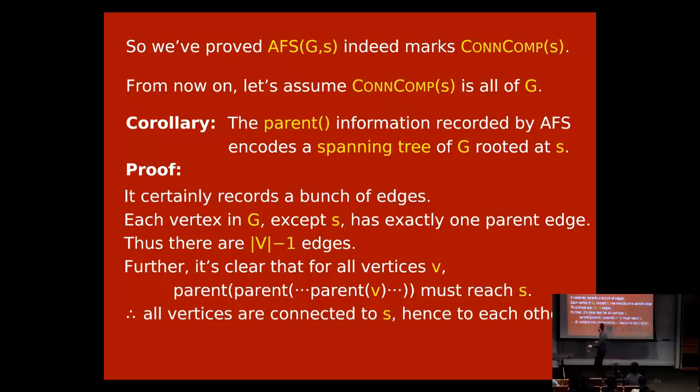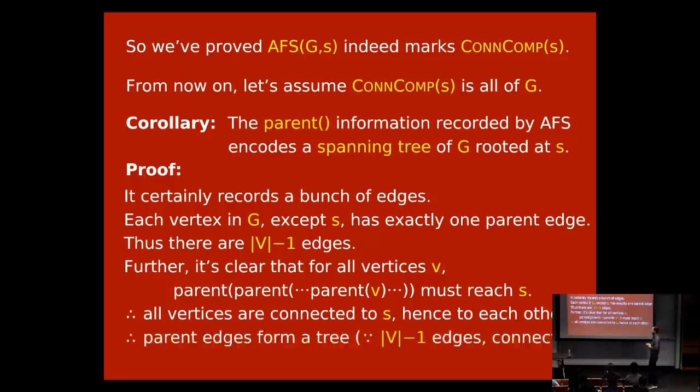So therefore, any two vertices in the graph could both do a walk along parent edges to get back to S. So therefore, you could do a walk between them, right? You could first go back to S and then go to the other one. So every two vertices in the graph are indeed connected to each other just by these parent edges. There could be a faster way, but this is at least some way. Okay, so the parent edges form a tree because we have the right number of edges and it's connected.